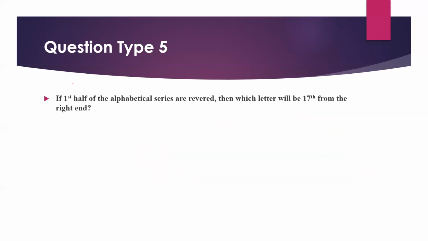See, this question is very simple. It is asking, if the first half of the alphabetical series is reversed, which letter will be 17th from the right end? What is it asking? To reverse the series. We have to find the 17th letter from the right end. Okay. So in the English alphabet, how many letters do we have from A to Z? We have 26 letters. Correct?